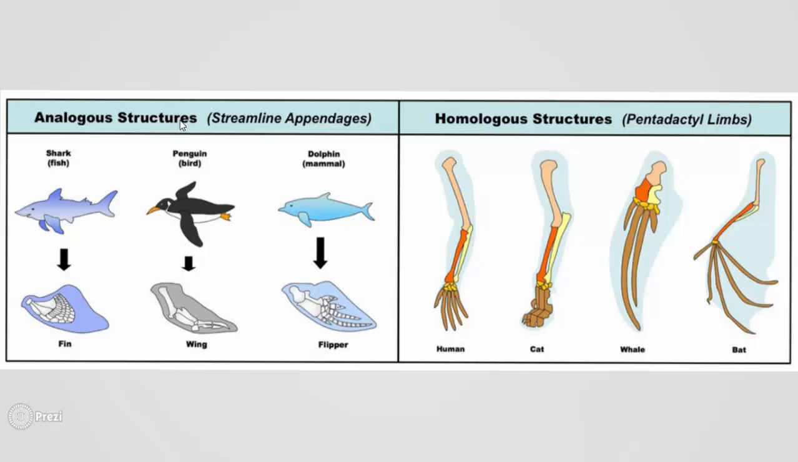So here, one more time, analogous structures. We have a shark. This is the happiest looking shark I think I've ever seen. A penguin and a dolphin. So we have a fish, a bird, and a mammal that all have similar streamlined appendages. We have homologous structures, so like the human, the cat, the whale, and the bat.